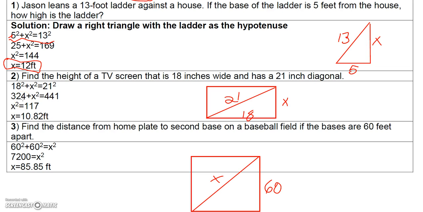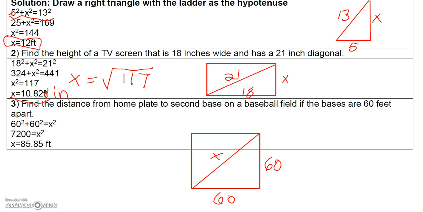Now if you subtract 324 from both sides, you get x squared equals 117. Since x can't be negative, x would be the positive square root of 117. When I put that in the calculator, I got about 10.82 feet. Actually, that's not feet. That'd be a big TV, wouldn't it? That should be inches. So 10.82 inches. Okay? All right.